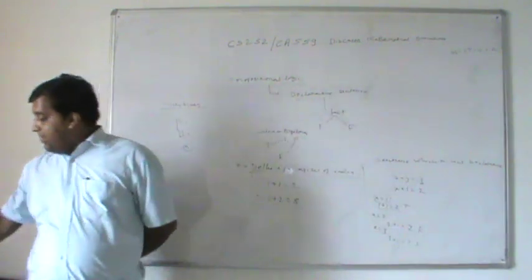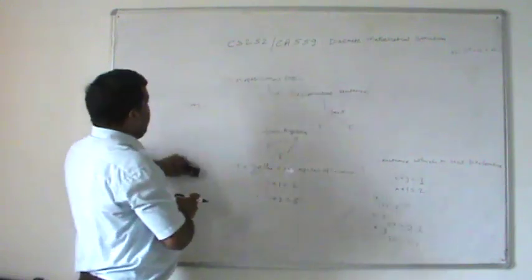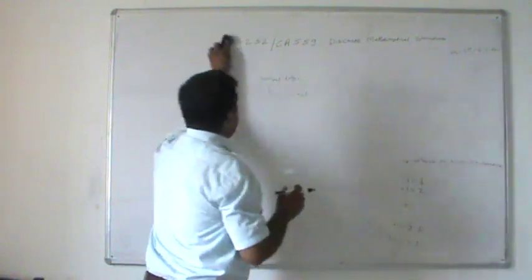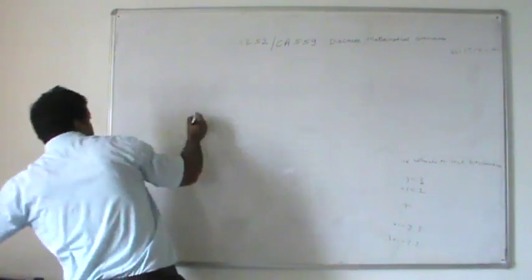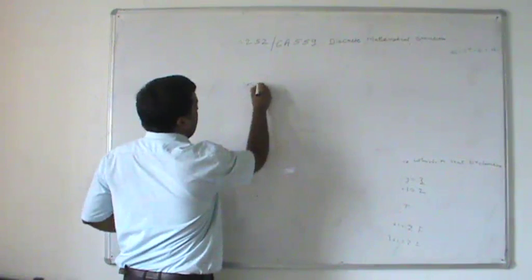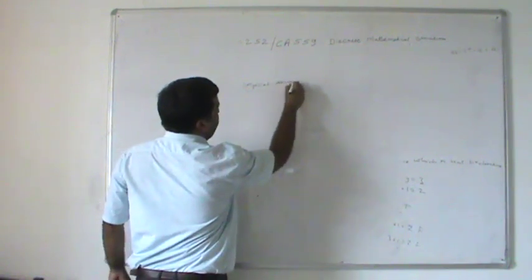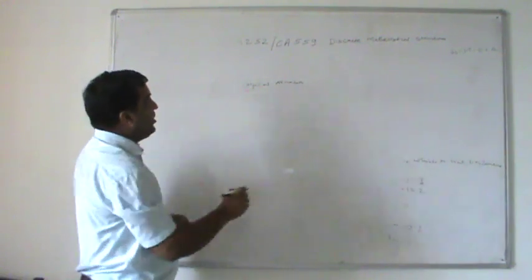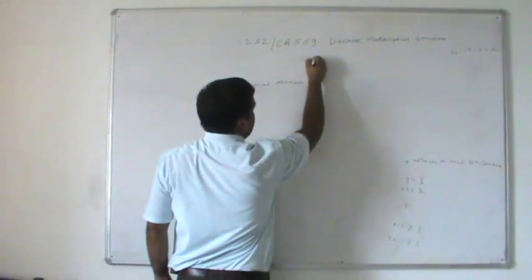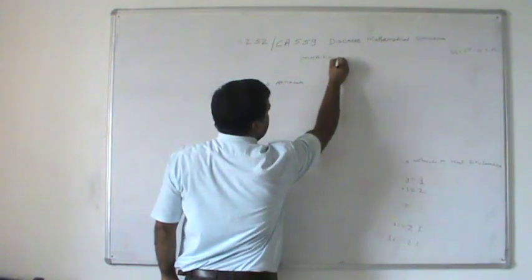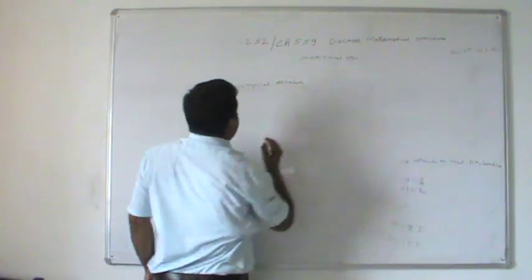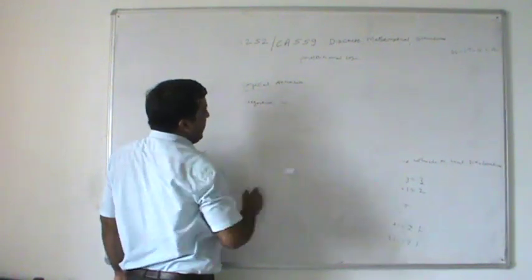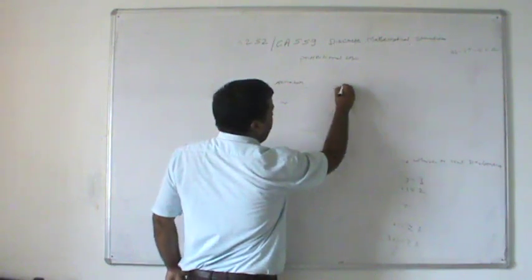There are various types of logical operators used in propositional logic. So we come to the logical operators. What are the logical operators used in propositional logic? First is negation. The symbol is this one, and we can also write the truth symbol here.